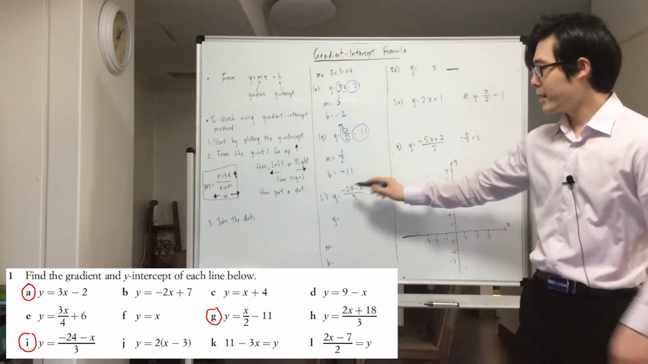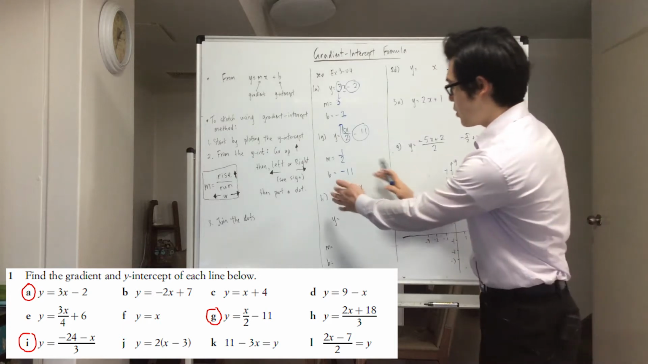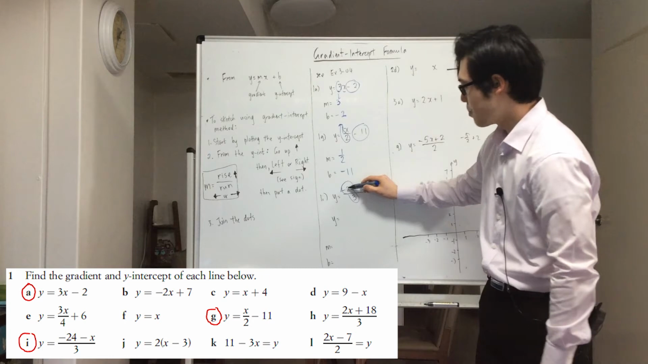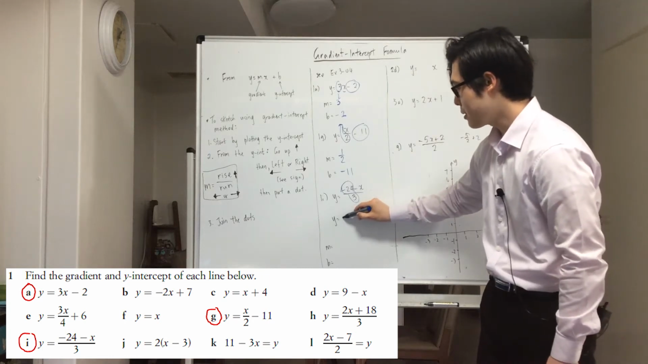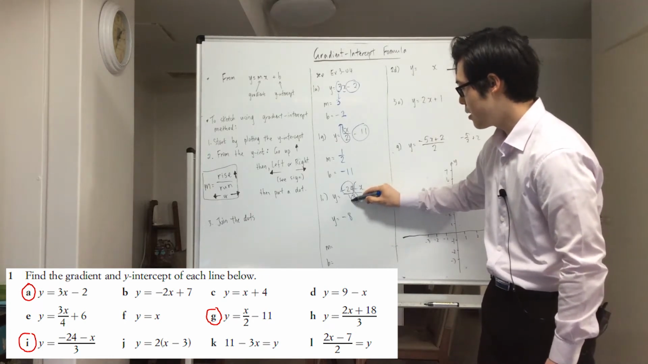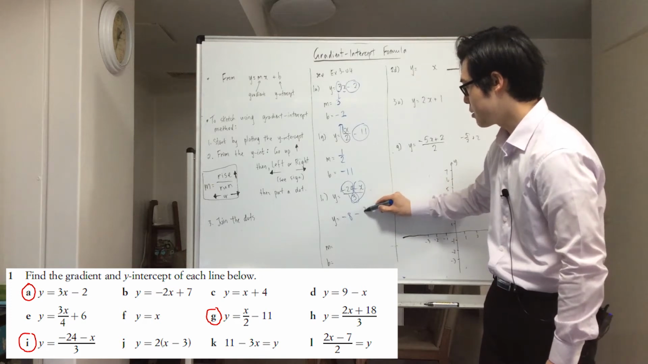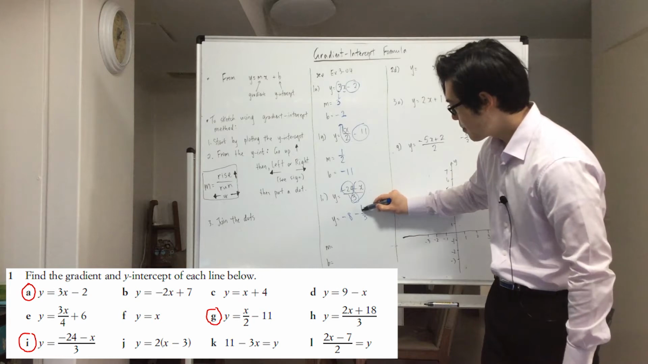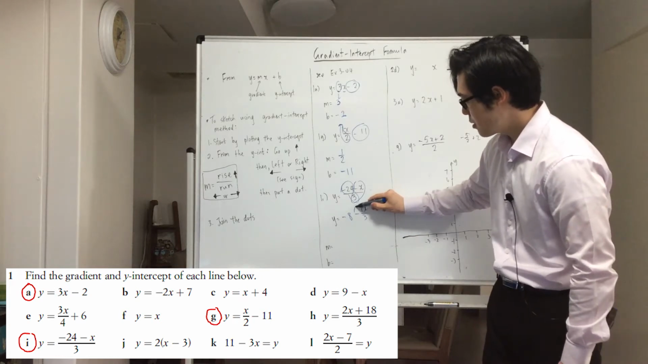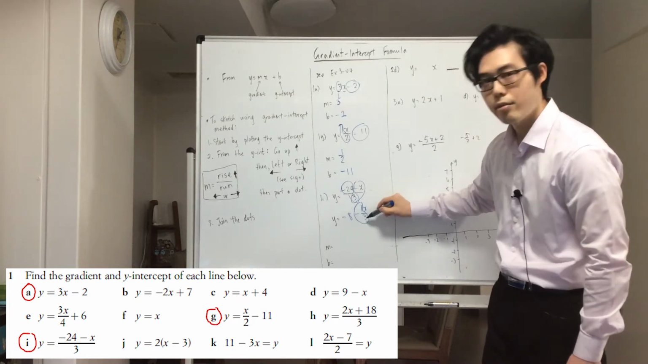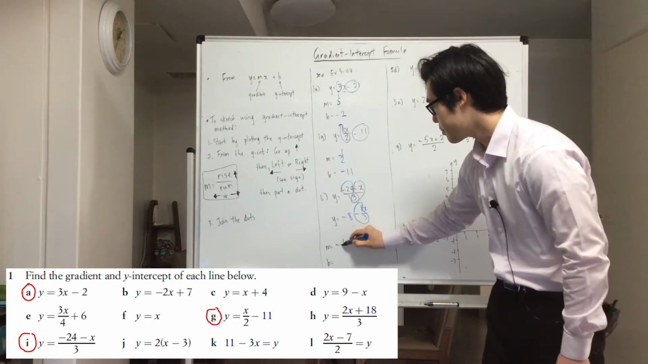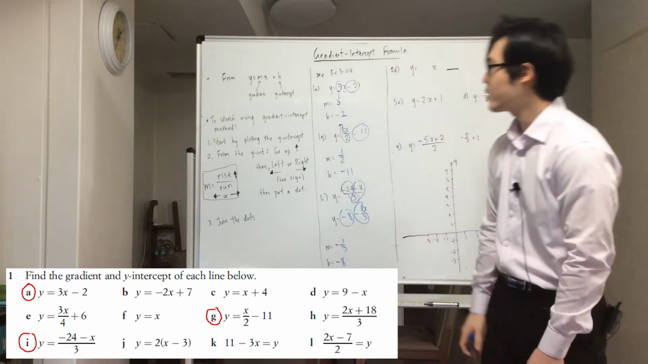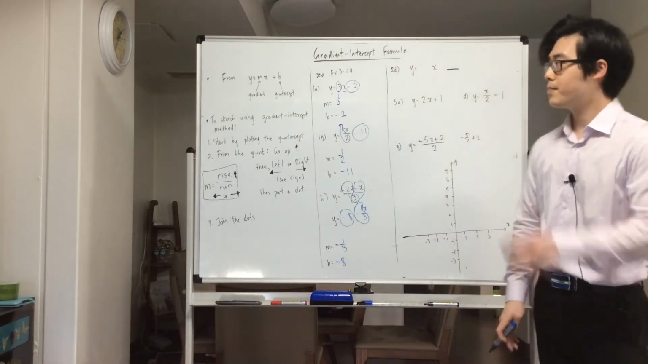Okay? But if they give you the question like this, you want to separate these fractions. So have a look at it this way. Minus 24 over 3, that's minus 8. And then this is minus x over 3. Okay? So write it separately like that first. And as you can see, the gradient is minus 1 over 3 because that's the number in front of x. And the y-intercept is just the number without x. Okay? So that's how you do this question to start it off.